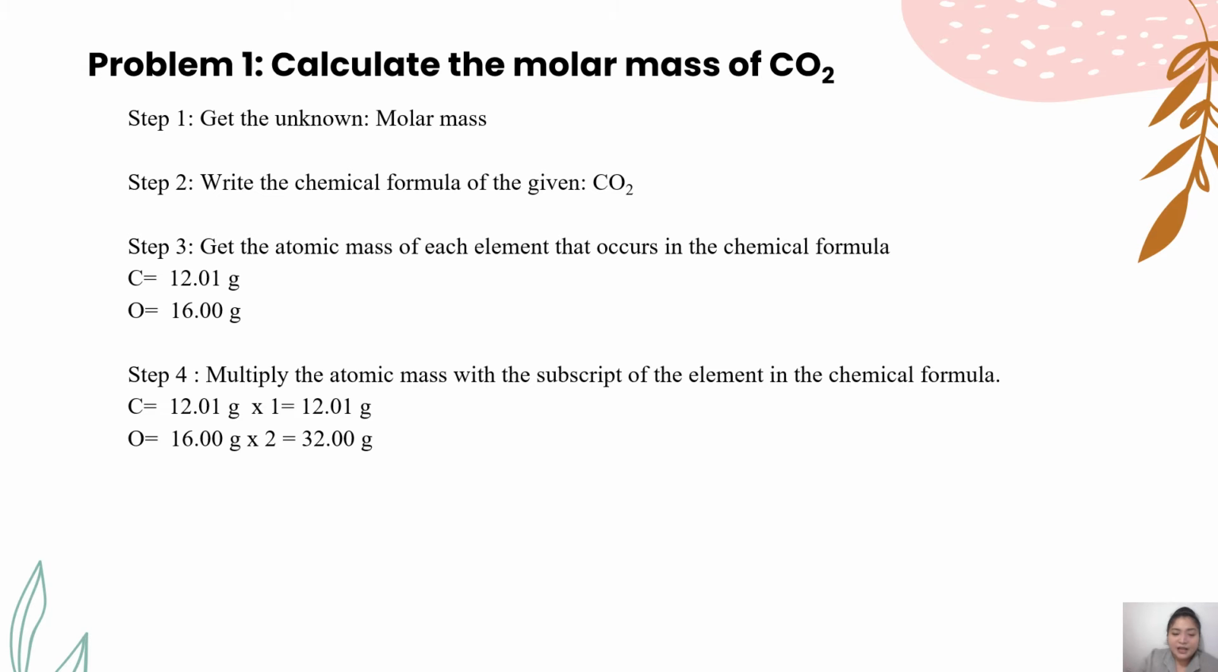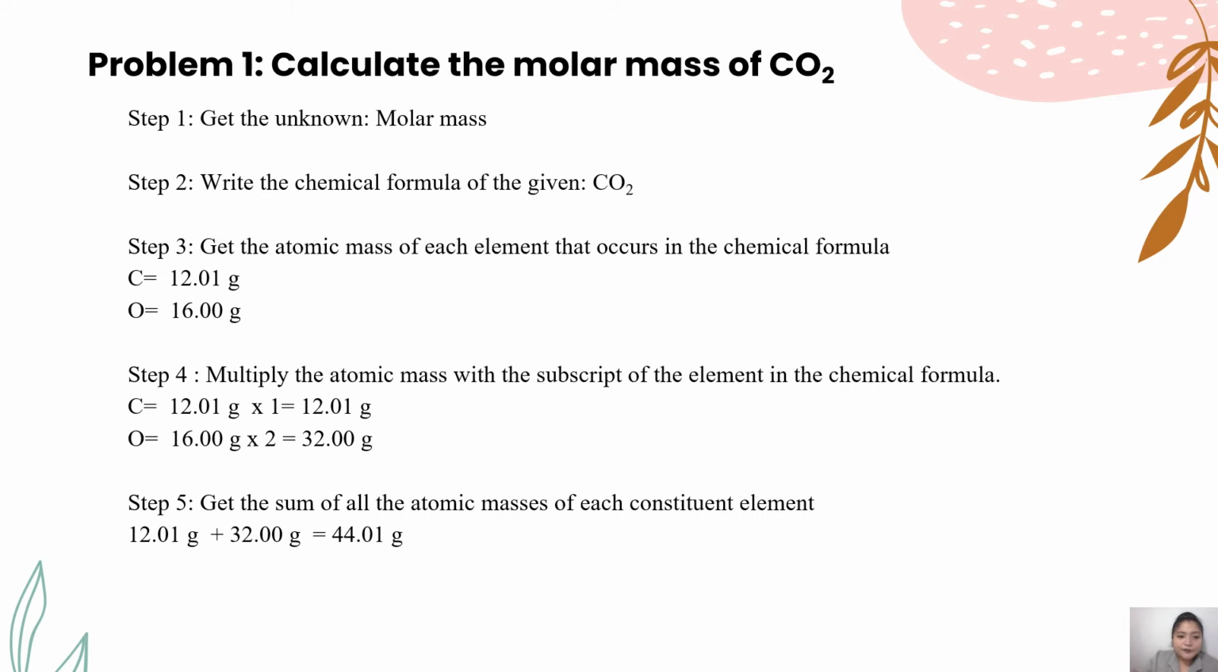And for oxygen, we have 2 molecules. Therefore, it has a subscript of 2, and therefore we multiply it by 2. So 16 multiplied by 2 will give us 32 grams. After we are able to multiply, we will then add all of the atomic masses of each of the constituent elements. Thereby, we are going to get 44.01 grams. So, my dear students, the molar mass of carbon dioxide will be 44.01 grams per mole.